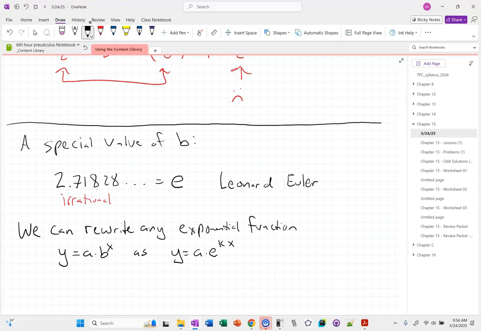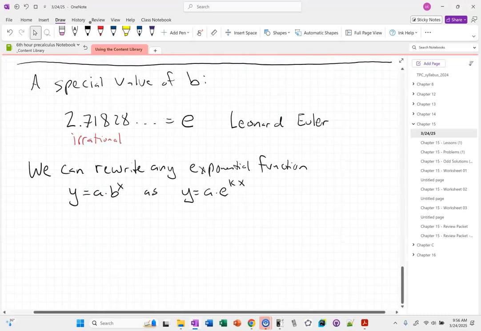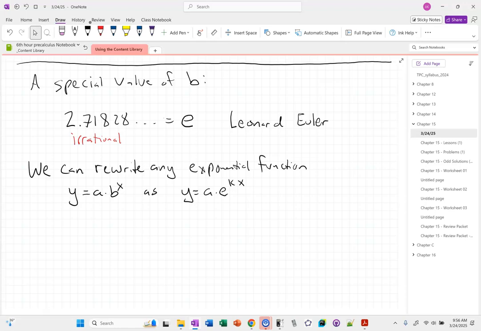So instead of writing it as a times b to the x, we can write this as a times e to the kx. And what's nice about that is that if these two functions have the same base, it's much easier to compare them without having to look at the graph.